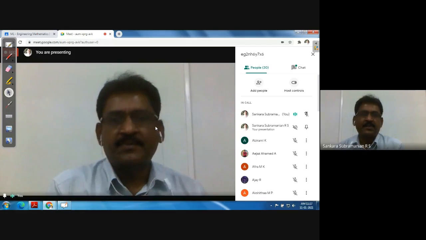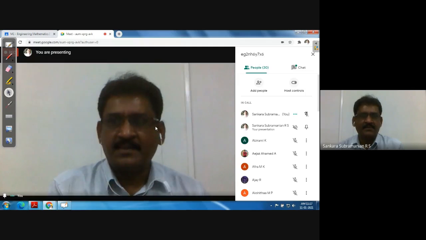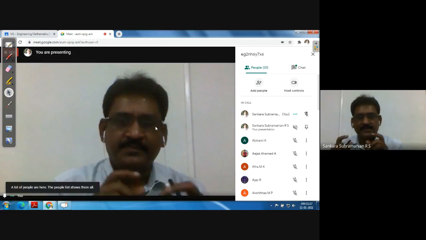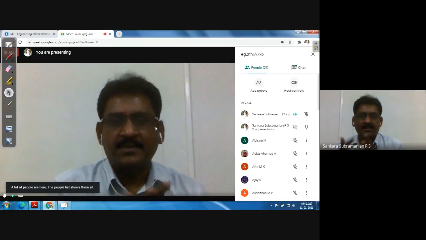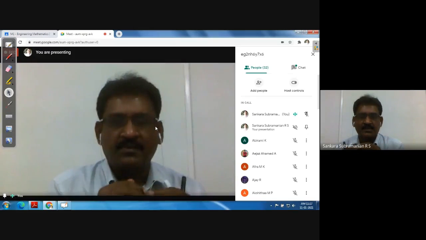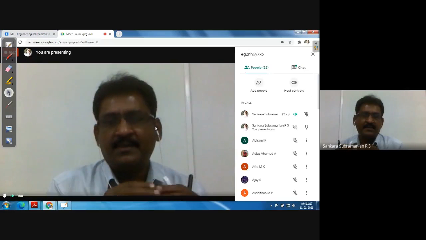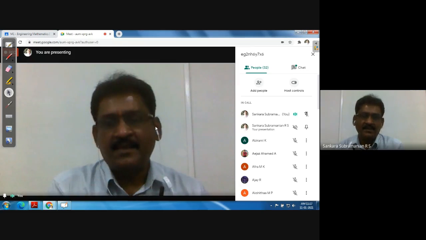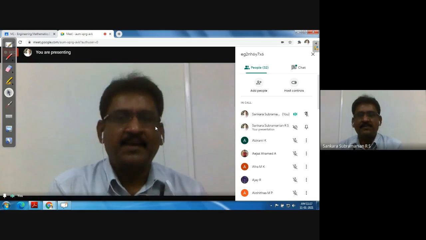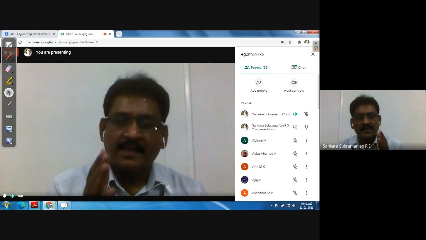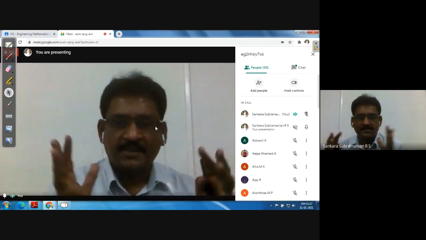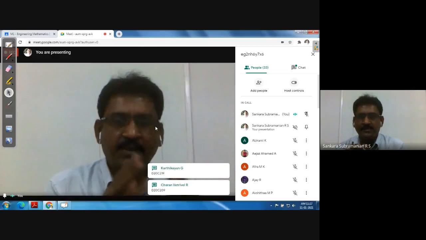The portion for the second internal test in mathematics is the entire unit two, which consists of expansion of Taylor's series, maxima and minima for functions of two variables, the Jacobian, partial derivatives, total derivative, and Lagrange's method of undetermined multipliers. There are a lot of steps available in unit number 2.